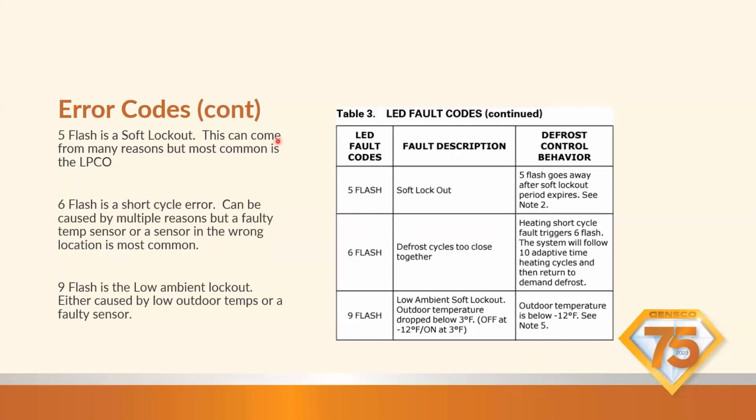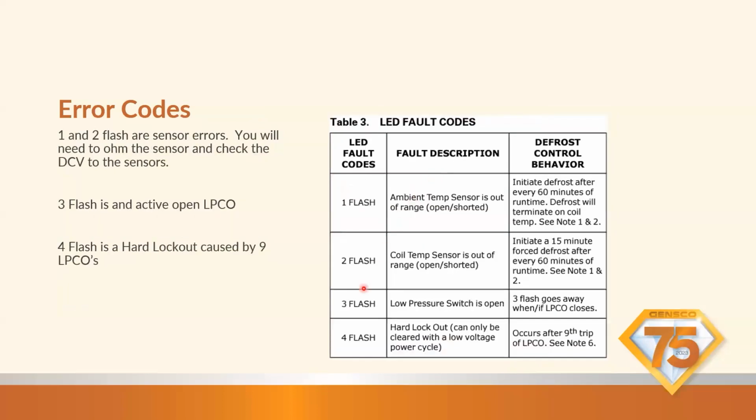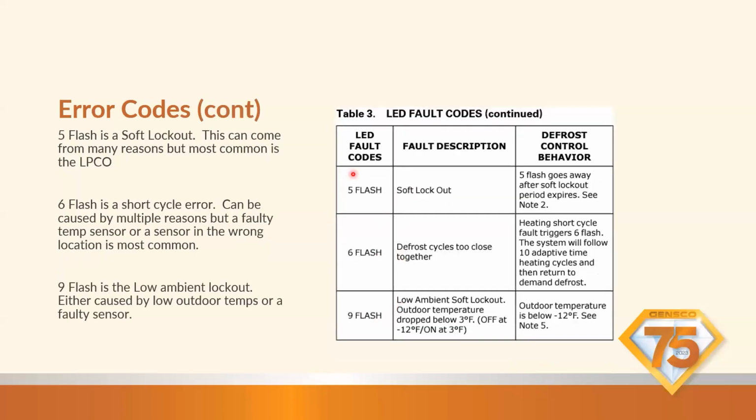The 5 flash, this one we get a little bit of. If you're getting a 5 flash, you're in a soft lockout. That's typically caused by our low pressure cutout tripping and then resetting. So if we go back to this, you get a 3 flash. As soon as that pressure comes back up, it seals the low pressure cutout, and then it goes to a 5 flash, and you're in a soft lockout.